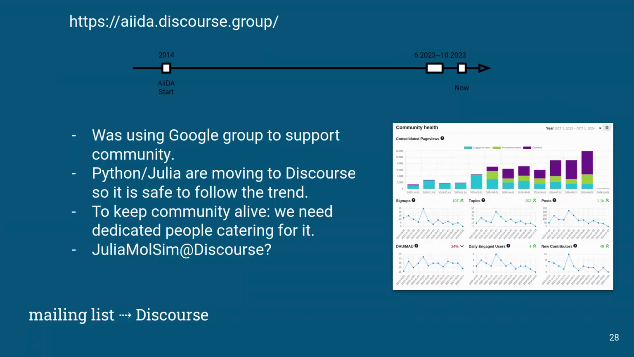And then this last year, I just mentioned that we moved to Discord. I think this is a good move because when we look around, we find Python and Julia are all moving to the discourse, and then we think it should be a safe move. And actually, this makes our community more alive. People want to go there to ask questions, and for us, we're also happy to interact with the users.